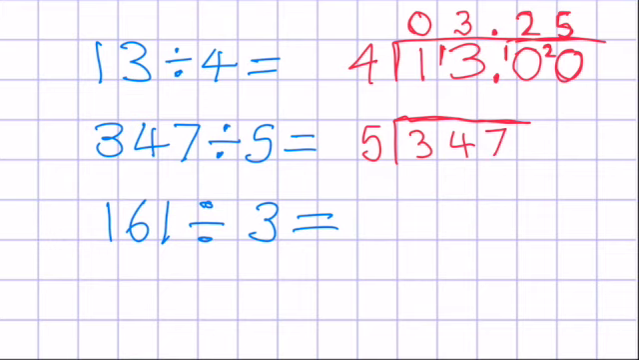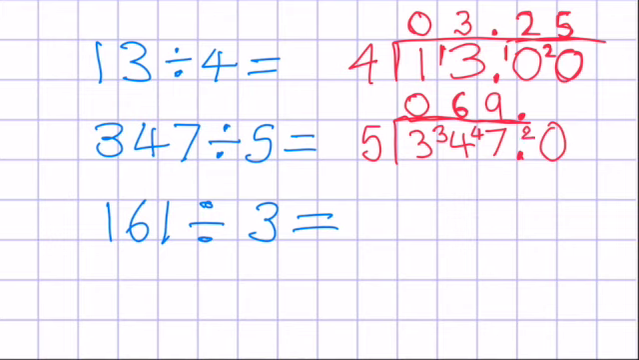347 divided by 5. So 5 goes into 3 no times. So we carry the 3 over, and that makes 34. So 5 goes into 34 6 times, because 6 times 5 is 30, and there's a remainder of 4. 5 goes into 47. Well, 9 times 5 is 45, so it's a 9. So 47 take away 45 is 2.